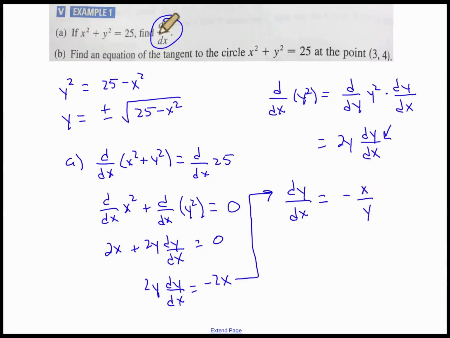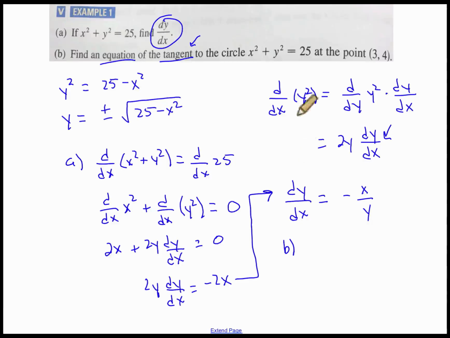So this is dy/dx of x squared plus y squared equals 25, and we are in two variables, which is fine. Let me show you why and how it can be useful by solving part B. Find an equation of the tangent to the circle, x squared plus y squared equals 25 at the point (3, 4). So we're going to find an equation of the tangent.